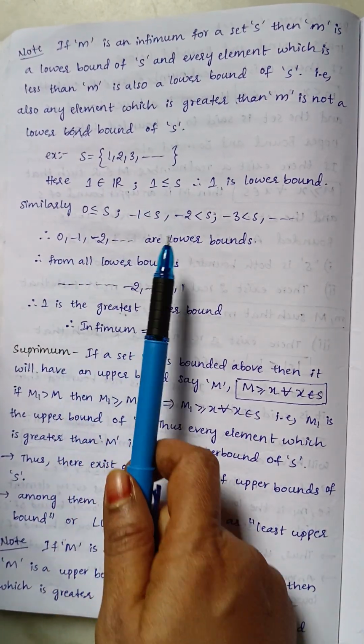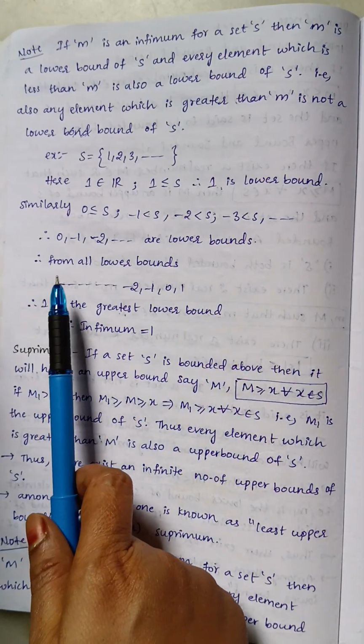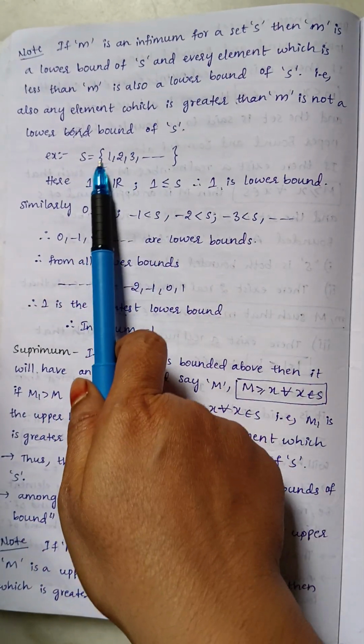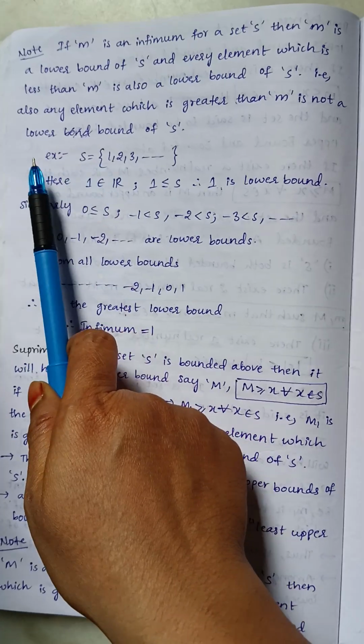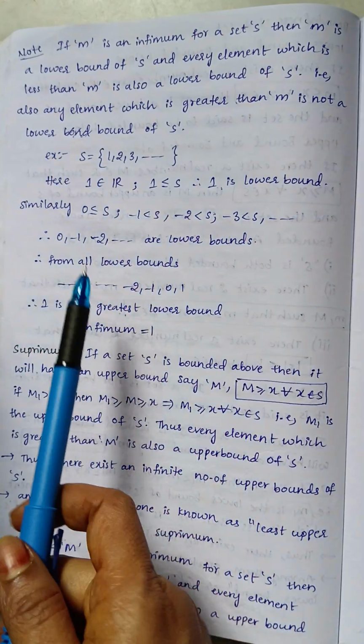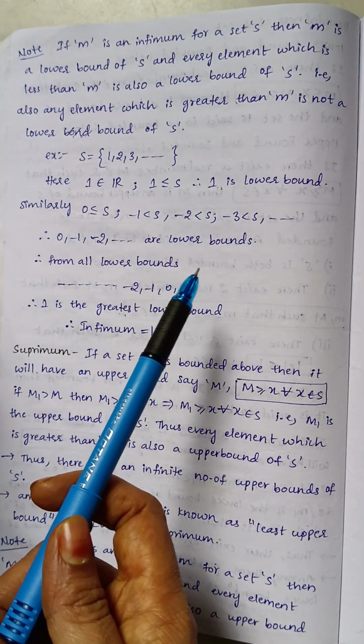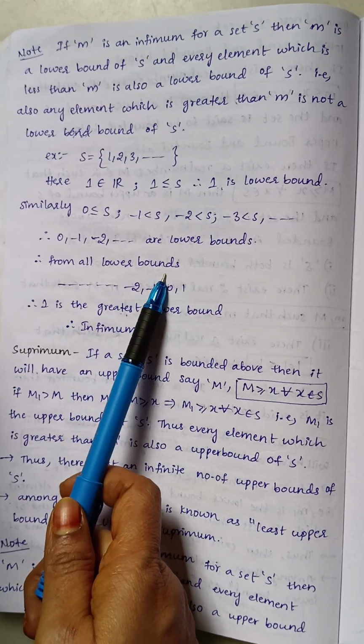That's why these are all what? Lower bounds. So, what are the lower bounds for this given set? 1, 0, minus 1, minus 2, up to endless. So, how many lower bounds for any set? We may have an infinite number of lower bounds.